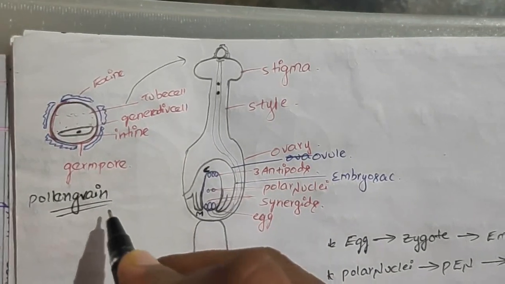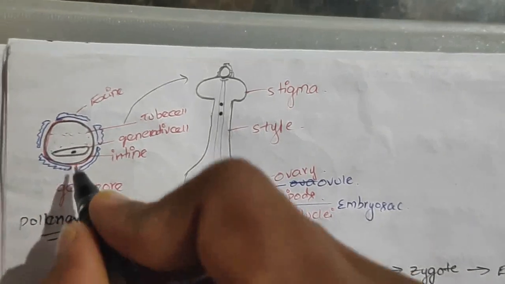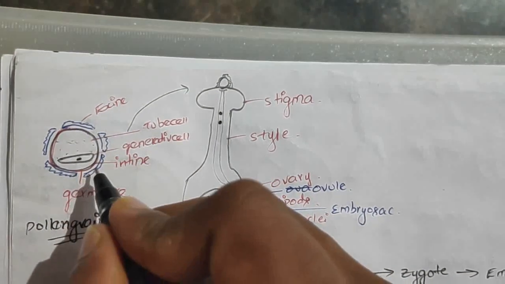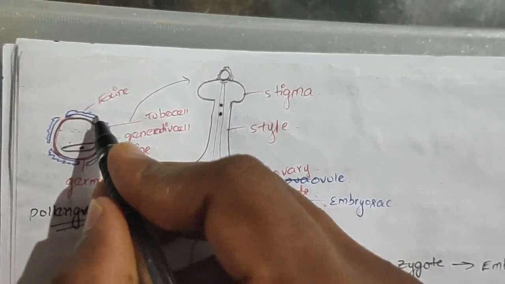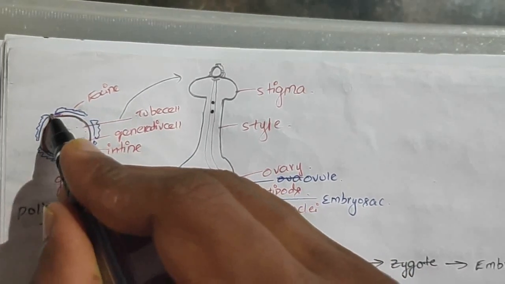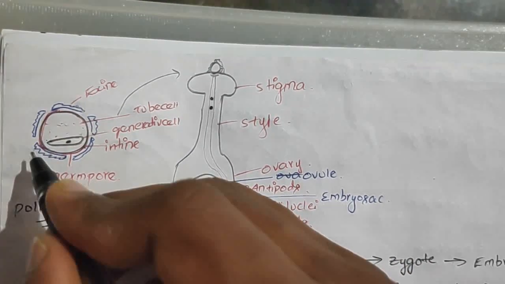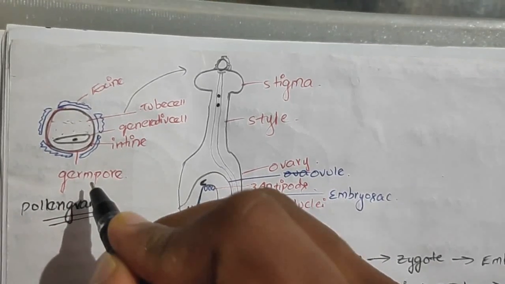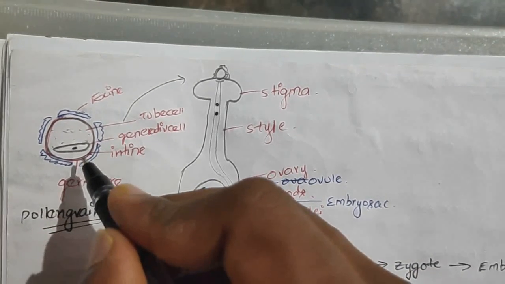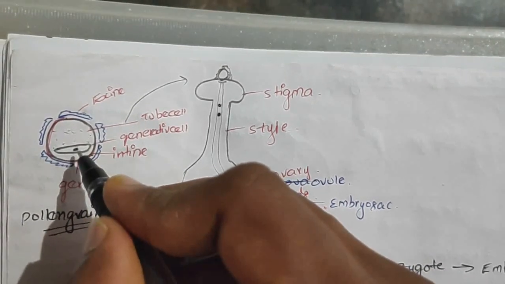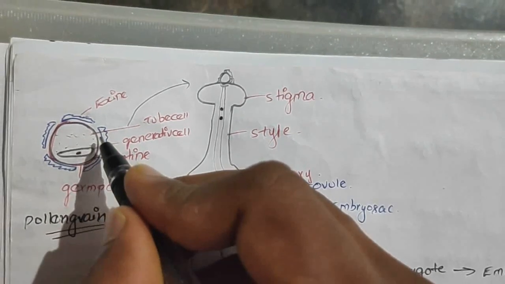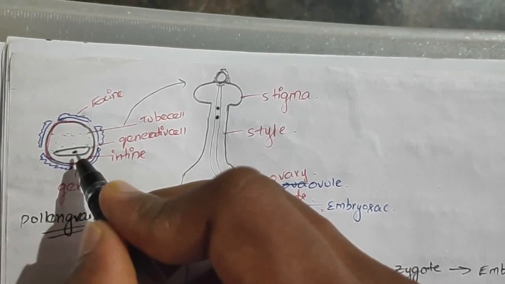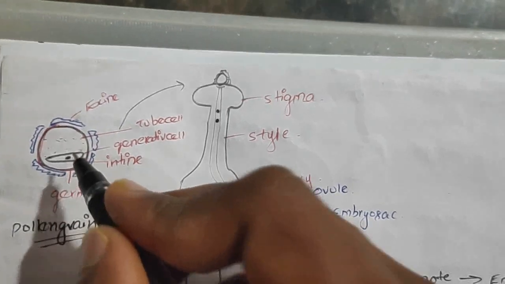Firstly, the pollen grain, which is the male gametophyte, has two layers: the outer exine layer and the inner intine layer. In the exine layer, at some places, a gap is present. This gap is known as the germ pore. Inside, the pollen grain has two cells: one is a large cell or tube cell, and another is a spindle-shaped generative cell.